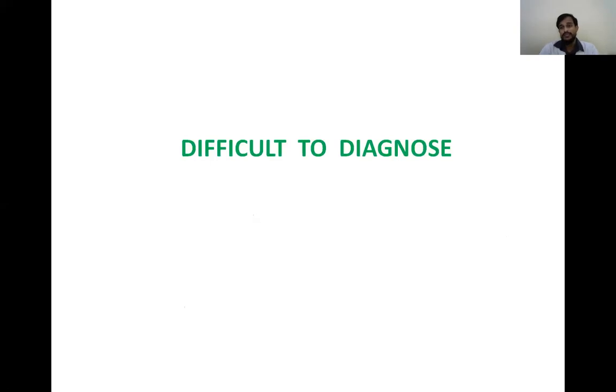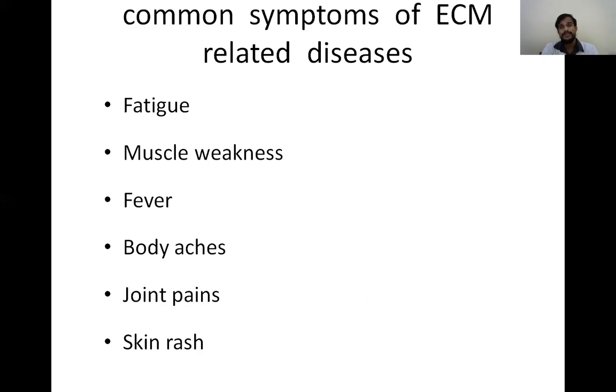So how will you diagnose the diseases of extracellular matrix? It is difficult to diagnose because the symptoms are very limited and very common. The common symptoms we see in extracellular matrix diseases are fatigue, muscle weakness, fever, body aches, joint pains, and skin rash. These symptoms are also seen in other diseases. That's why it is very difficult to diagnose the diseases of extracellular matrix.